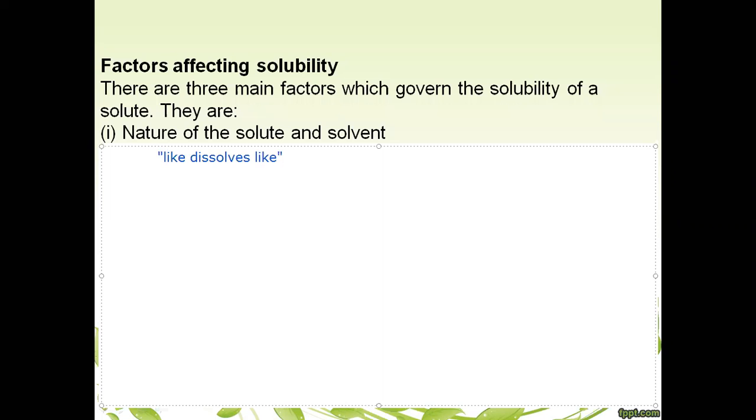For example, polar compounds dissolve in polar solvents and non-polar compounds dissolve in non-polar solvents. So this means that like dissolves like. The same kind of compounds dissolve in the same kind of solvent, that is, polar compounds dissolve in polar solvents.